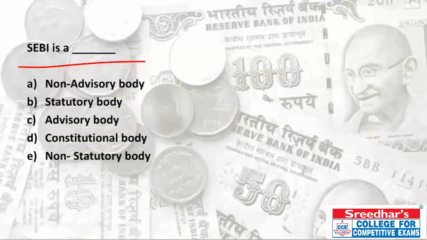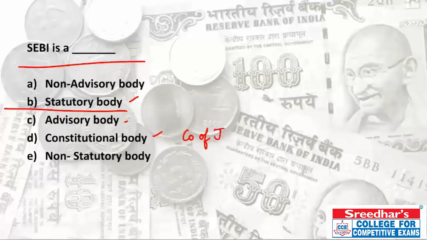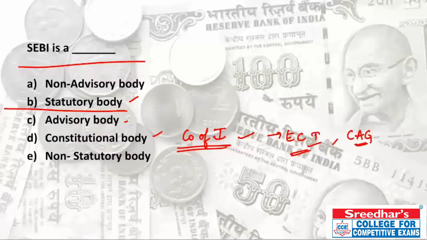SEBI is a statutory body. So what is a constitutional body? What is a statutory body? What is an advisory body? First, what is a constitutional body? These are bodies which are mentioned in the Constitution of India, for example, the Election Commission of India. Another example can be CAG. CAG is also a constitutional body.